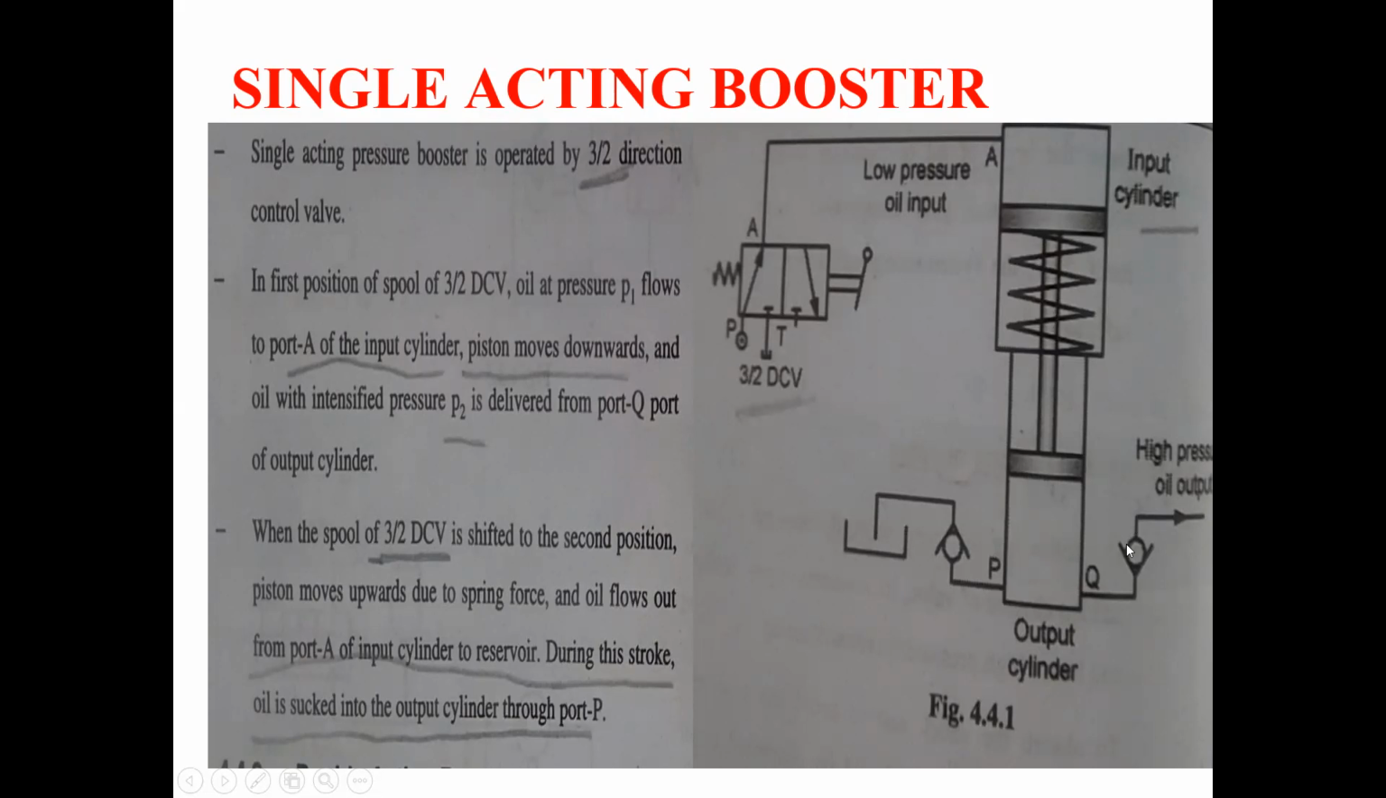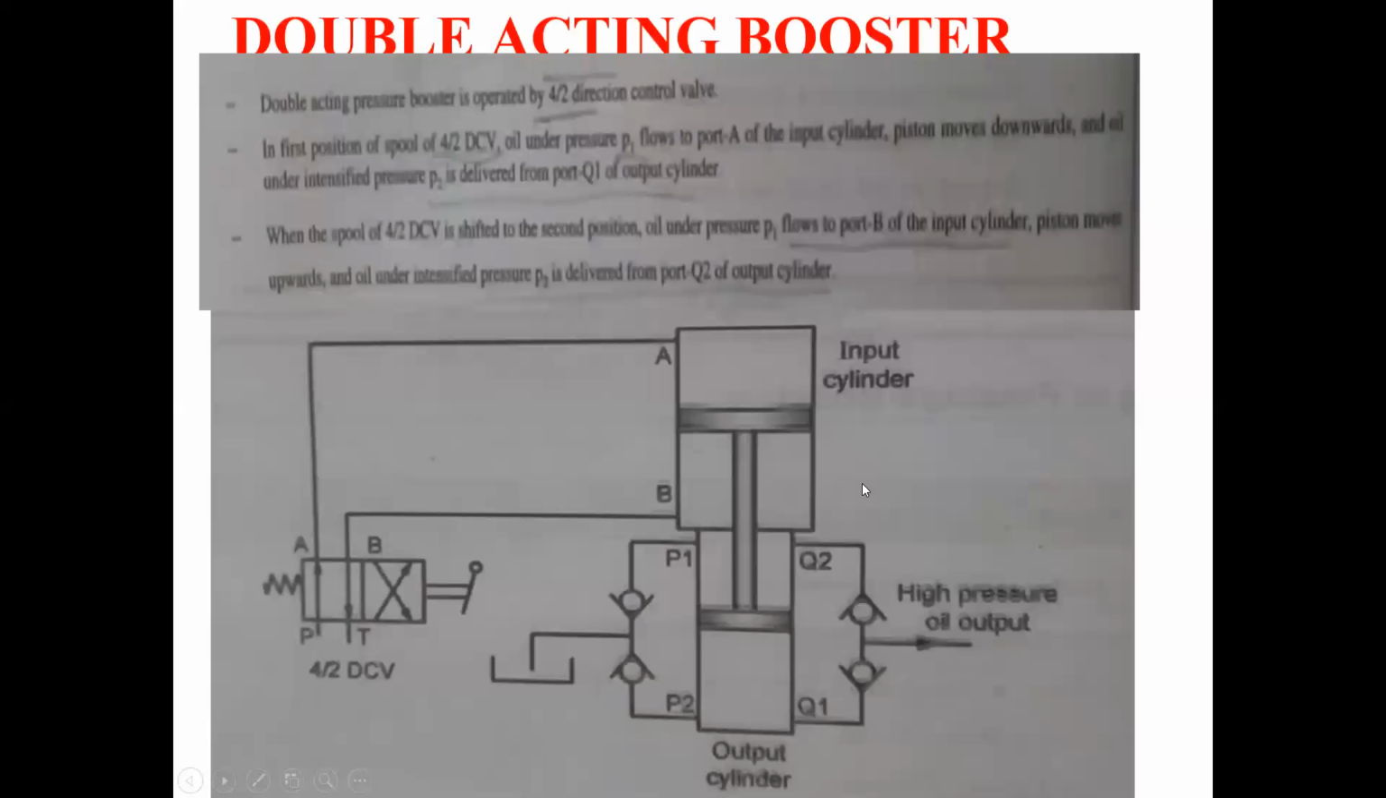Okay. So here we are going to see the double acting booster or double acting intensifier. The double acting booster is characterized by a 4/2 direction control valve. Here you can see there are two positions and four ways: first, second, third, and fourth.